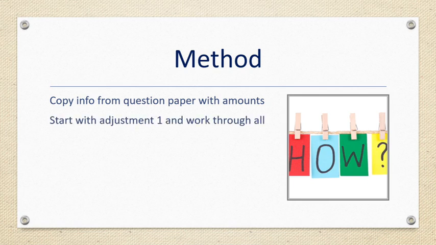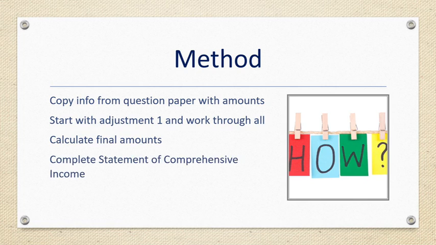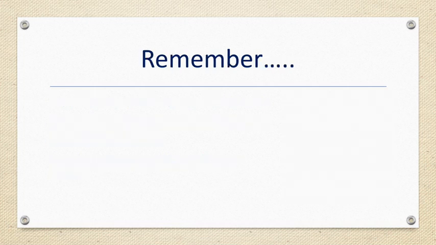Then you start with adjustment number 1, and you work through all of them, adding, subtracting, doing what you have to do, and then you calculate the final amounts, rent income, a certain amount minus, so calculate that, and then you complete the statement of comprehensive income. You want amounts on your answer sheet, not on your question paper. So as quick as possible, write down information on the answer sheet. But for this, again, format, very important.